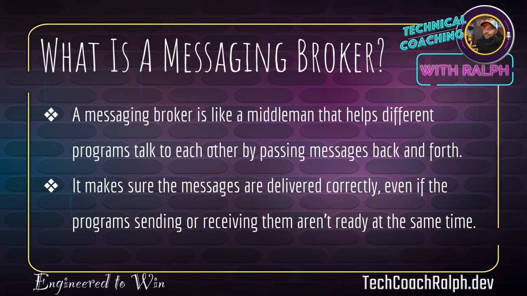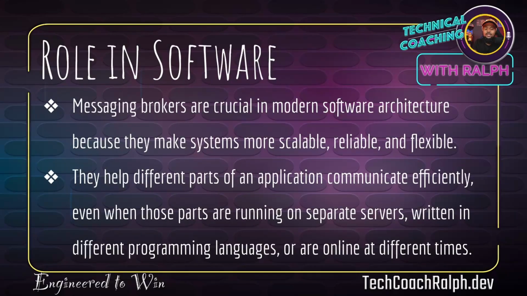They have timestamps and orders that they're supposed to deliver in, which you can build out, figure out, configure. So what is the role of messaging brokers in software development and in software in general? Messaging brokers are crucial in modern software architecture because they make systems more scalable, reliable, and flexible. They help different parts of an application communicate efficiently, even when those parts are running on separate servers, written in different programming languages, or are online at different times.